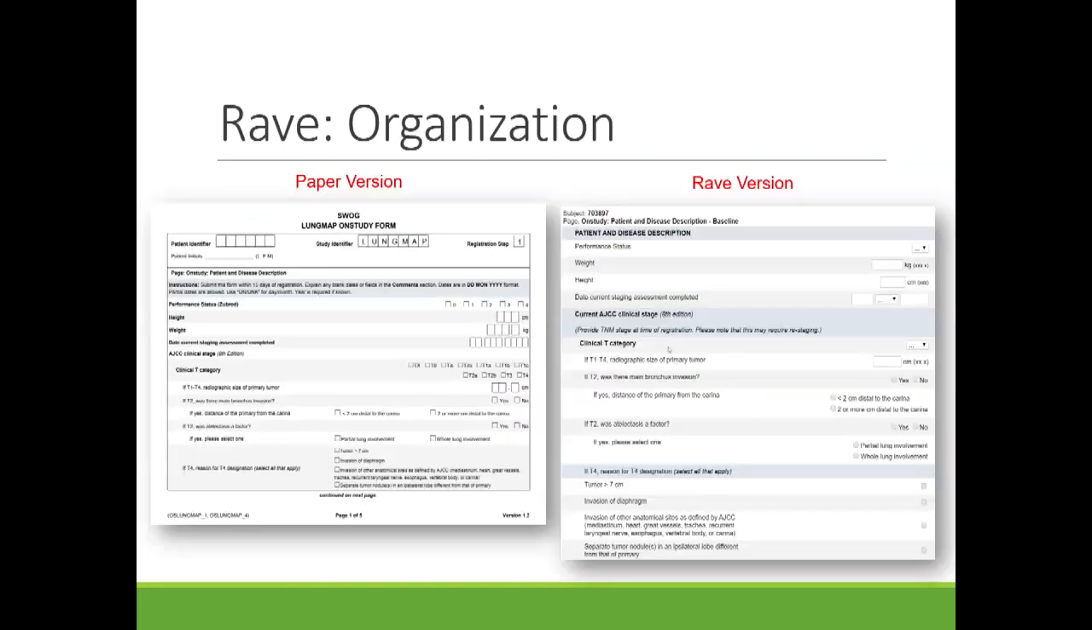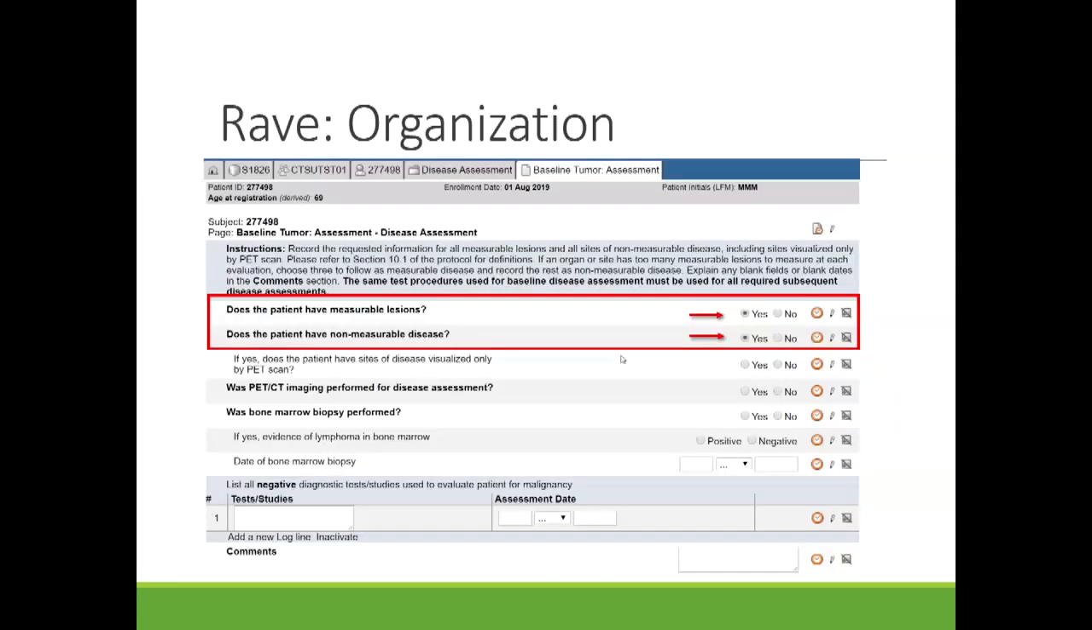And the forms you see in Rave are going to look a bit different from the paper CRF versions. Also keep in mind that we can create conditional settings within Rave that only show specific folders, forms, or fields, depending on how certain questions are answered. The baseline tumor assessment form and the follow-up tumor assessment forms are examples of conditional forms. Highlighted at the top of the form, we have selected yes, does the patient have measurable lesions? And also yes, does the patient have non-measurable disease? And this is going to generate target lesions and non-target disease forms in the same folder for baseline.